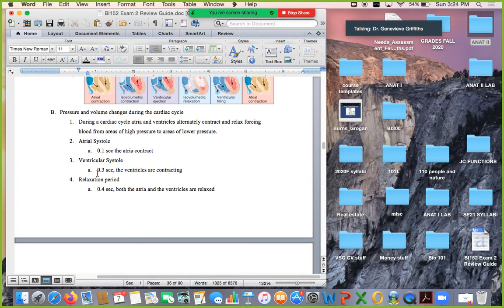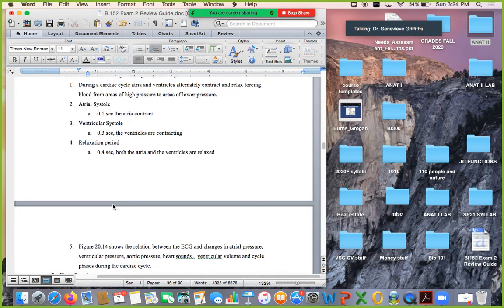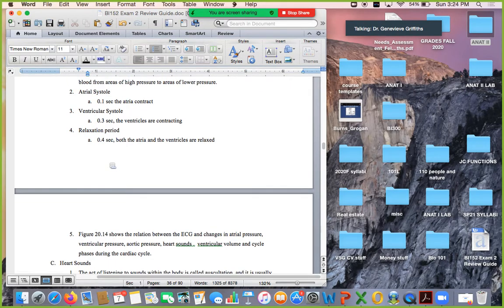And then this is just talking about the different times. You don't need to know the exact times of atrial systole, ventricular systole, and relaxation, but this is just telling you that overall, the longest time frame is the relaxation period. So we have about 0.1 second in atrial, 0.4 second in ventricle systole. So the contractions, contraction A and contraction B, take about the same time, 0.4 seconds, as the relaxation period.